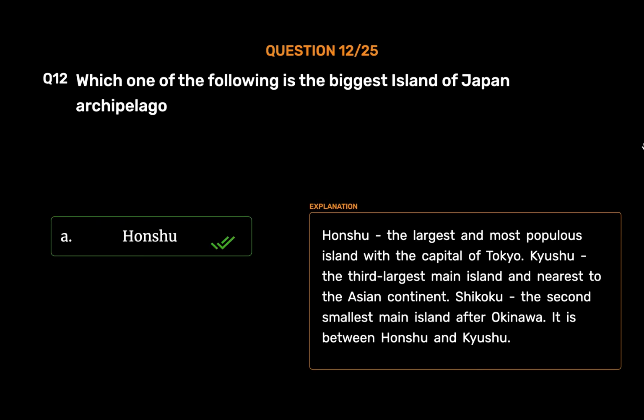Honshu, the largest and most populous island, with the capital of Tokyo. Kyushu, the third largest main island and nearest to the Asian continent. Shikoku, the second smallest main island after Okinawa. It is between Honshu and Kyushu.